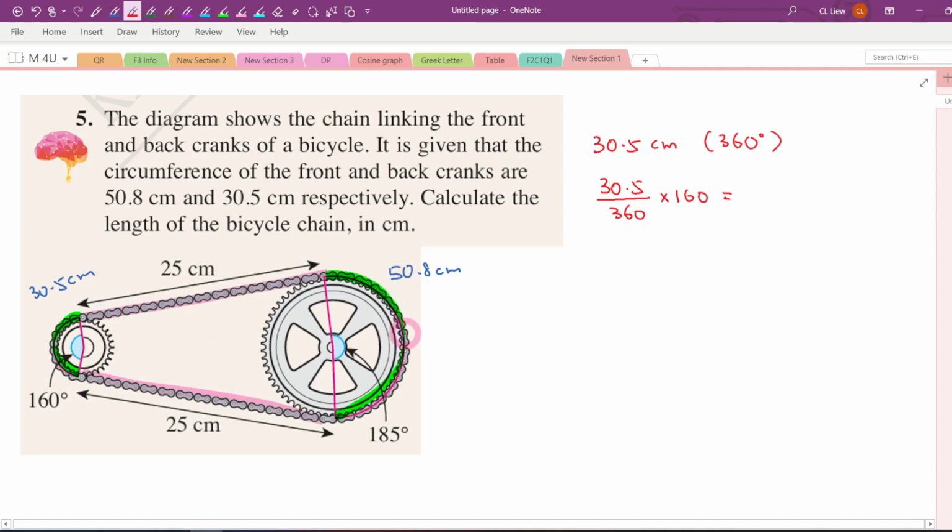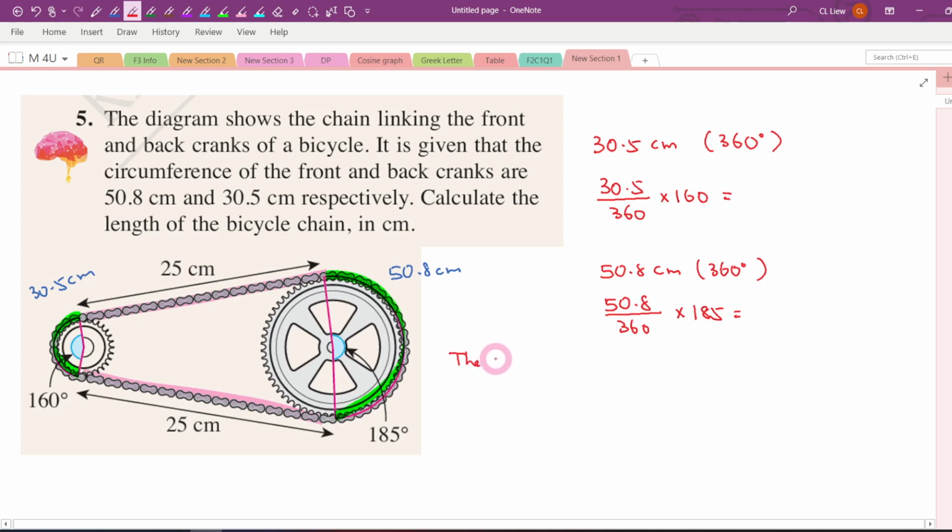Using the same concept, you also can find the arc length here easily. So this is 50.8 centimeters. Same thing. This is for circumference, which means 360 degrees. So now you only want 185 degrees. Therefore, you need to take 50.8 divided by 360 times 185. And you will be able to get the arc length here. Take the value here and here, plus 2 times of 25. You will be able to get the length of this bicycle chain.